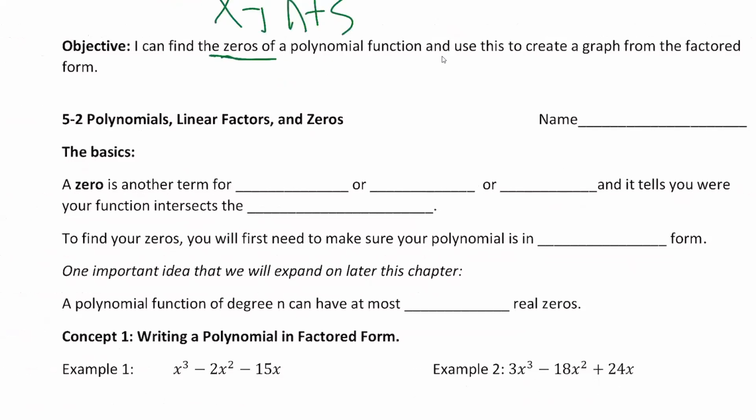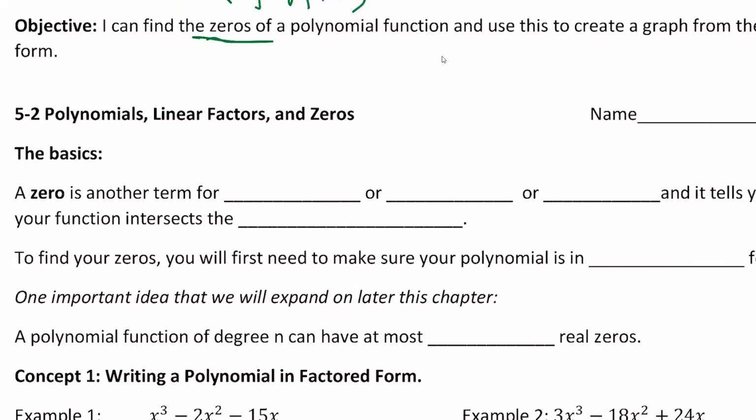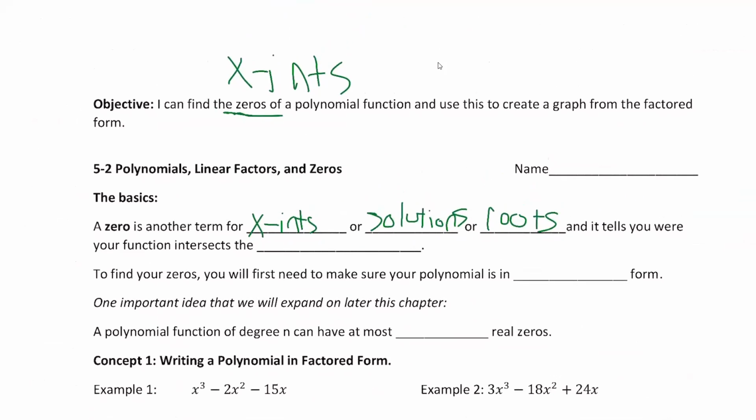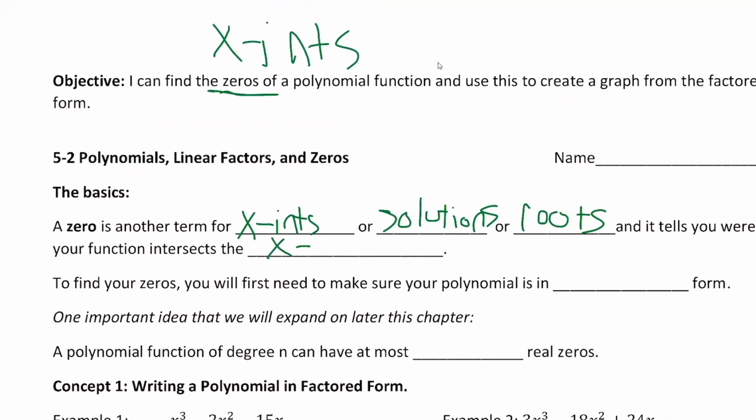But like I was saying, to start, a zero is another term for x-intercepts. We also call these our solutions, and we also call these our roots. There are a lot of synonyms we use to mean basically the same thing: roots, solutions, x-intercepts, zeros. I think that's all I can think of off the top of my head. Basically, all these things just tell you where your function intersects the x-axis.